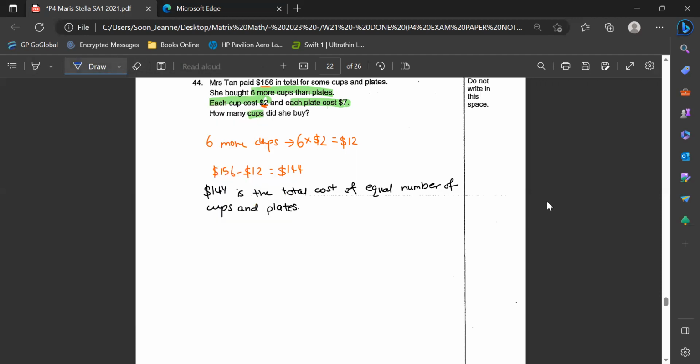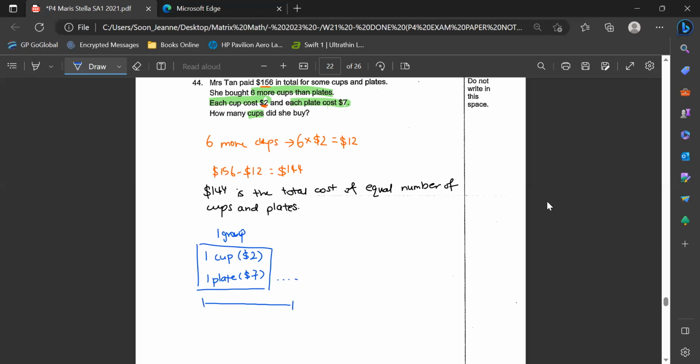So I'm going to use blue. I'm going to group a cup inside a group. Sorry, let me write again. 1 cup. Write the price in as well. 1 cup is $2. 1 plate is a cost of $7. This is one group. Because they are equal, we can put one of each into one group.